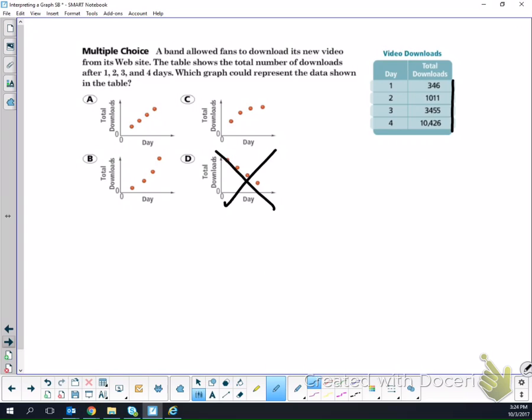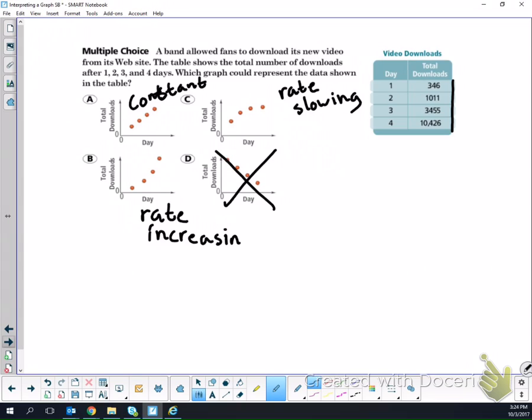All of them are increasing, but A keeps on increasing at a constant rate. Now, C is increasing, but the rate is slowing. So yes, it's still increasing, it's still going up, but it's going up at a slower and slower rate. B is also increasing, and the rate at which it's increasing is also increasing. It keeps going faster and faster.